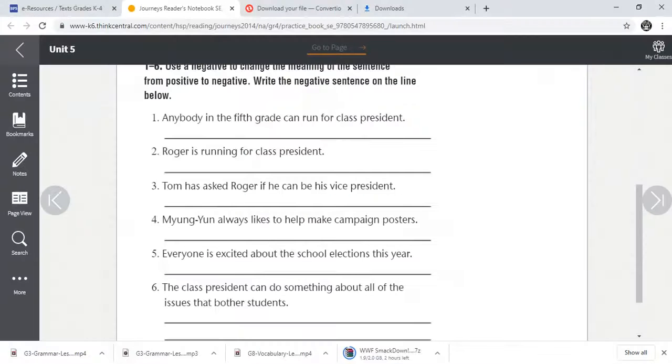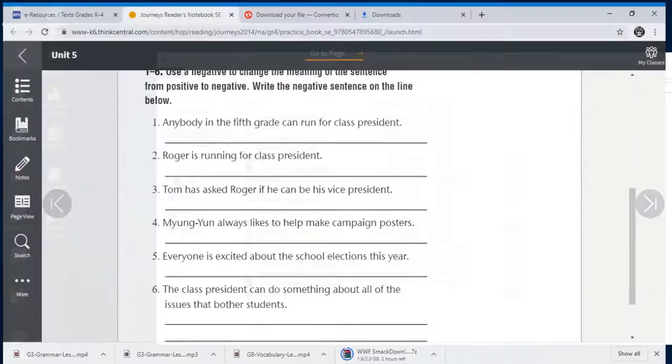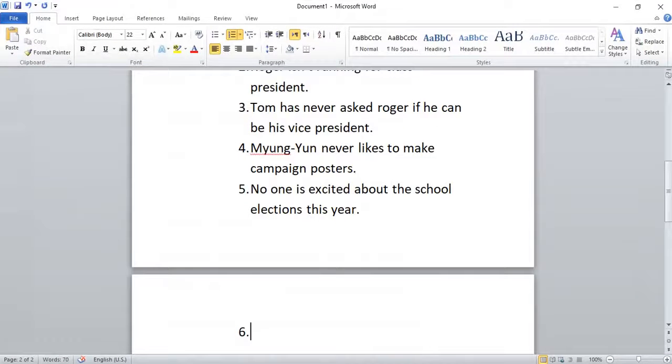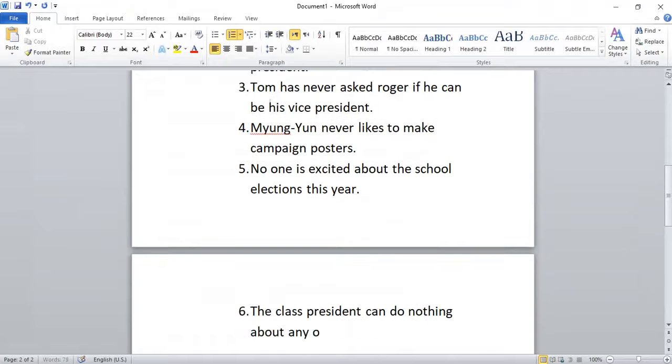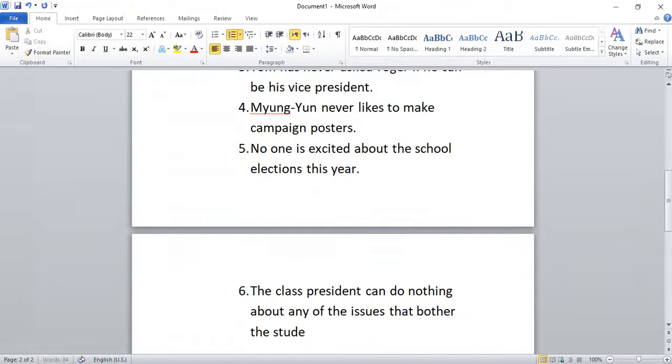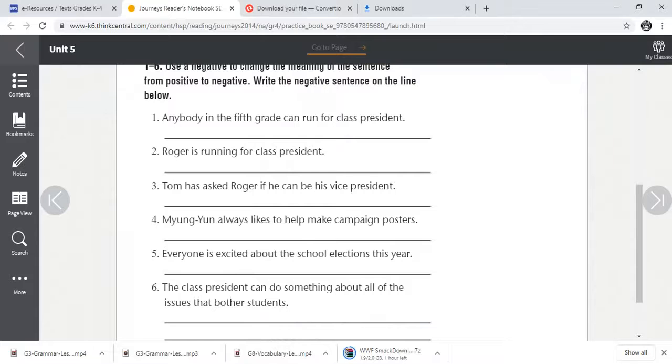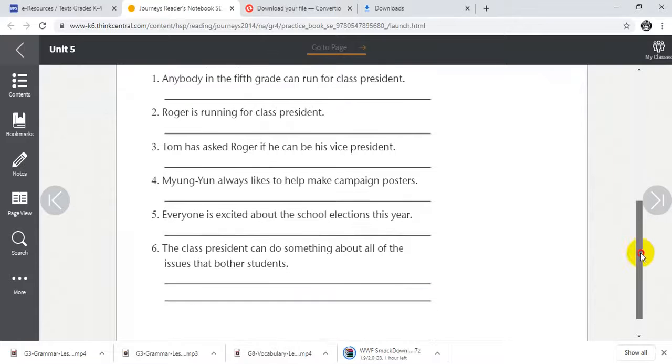Okay, so we're going to say the class president can do nothing about any of the issues that bother the students. Alrighty, great job. Okay, let's move on to the next page.